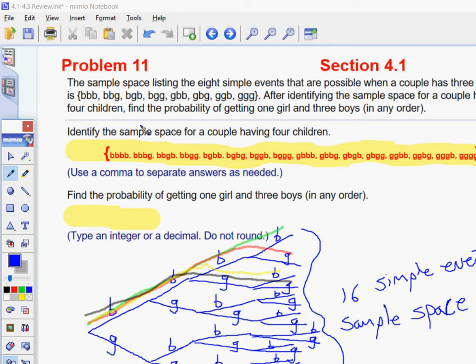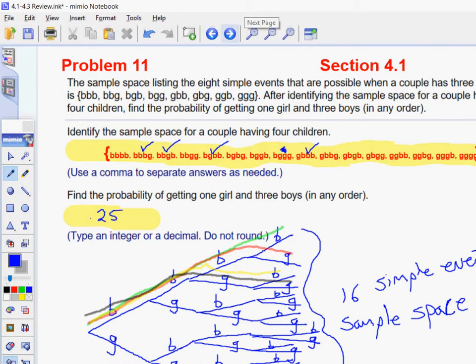All right, so I'm going to go back to my sample space here and look at all these simple events. I'm going to find every one of these that have 1 girl and 3 boys and just check off. So this one has 1 girl, 3 boys. This one, 1 girl, 3 boys. 1 girl, 3 boys. Whoops, not that one. 1 girl, 3 boys. And that's it. So 4 of the 16 have 1 girl, 3 boys, or 1/4 of them. They want a decimal, so 0.25.